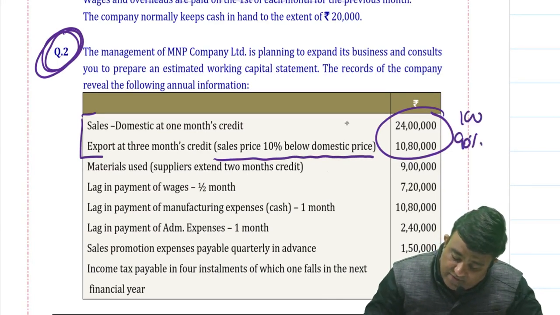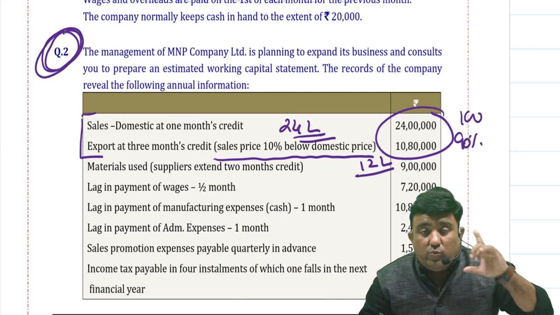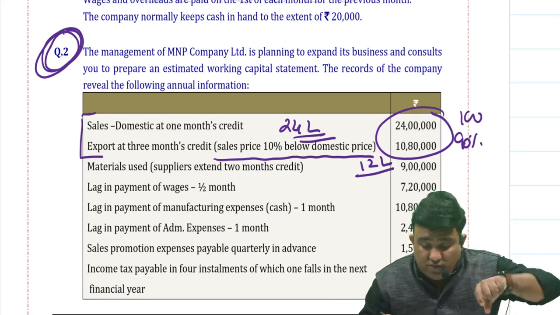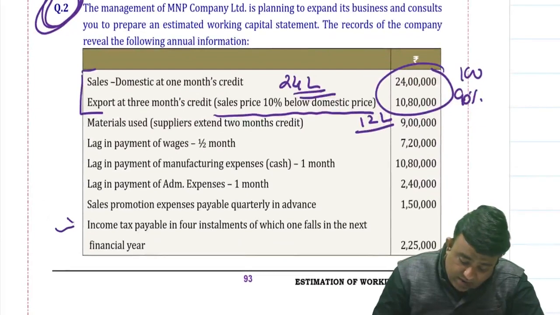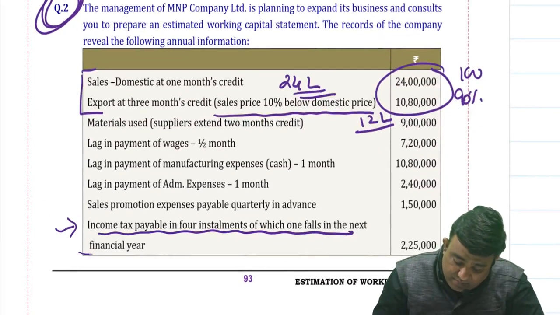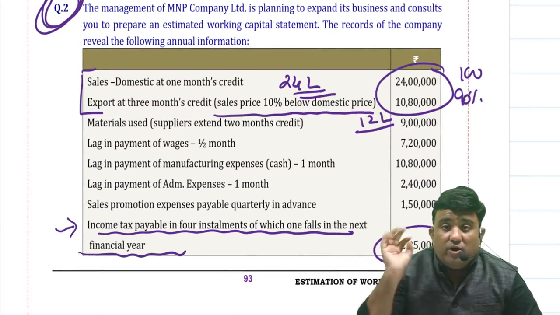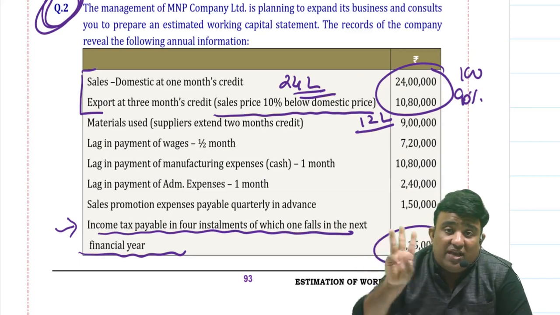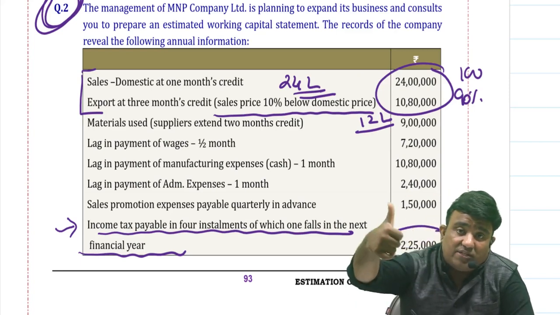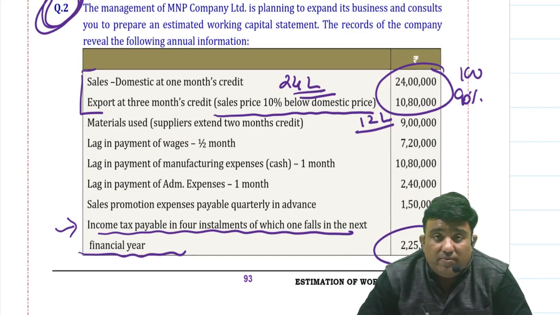So this will be 24 lakh and this will be 12 lakh. So the ratio of normal sales is going to be 2:1. So divide cost of sales in the ratio of 2:1. Answer done. Second important point is income tax point. Income tax is payable in 4 installments. 2,25,000. So 225 divided by 4 is 56,250. Now this 56,250 will be paid 4 times, 3 will be paid in a year, 1 will be paid in the next year, which you can take as a current liability. Clear, everyone? Yeah.